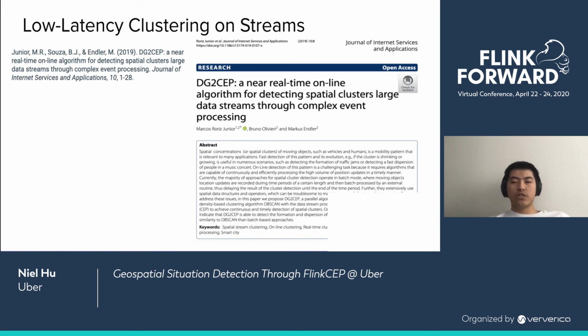Now we have the geoindexing library. We know the algorithm. How do we implement streaming? We researched multiple papers. We found one very informative, called DG to CEP, a near real-time online algorithm for detecting spatial clusters in large data streams through complex stream processing. This is a paper published in 2019. I highly recommend reading it if you're interested in streaming clustering. Our work is also inspired by this paper.